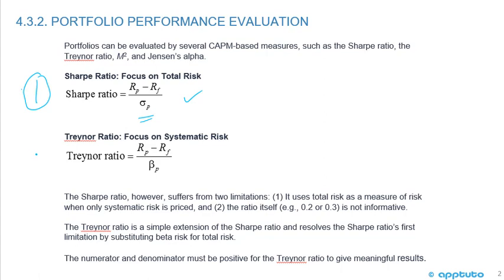The Treynor Ratio is a very similar formula. The numerator, in fact, is exactly the same, which is the return to the portfolio minus the risk-free rate, but in the denominator we have the beta of the portfolio.